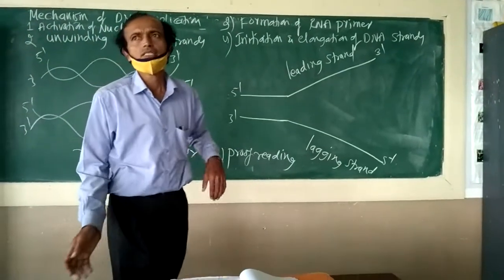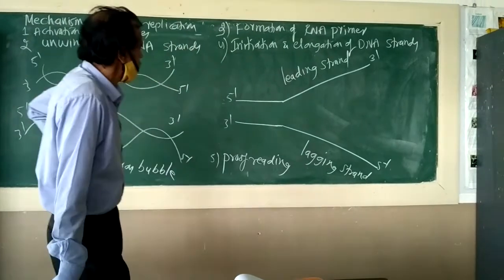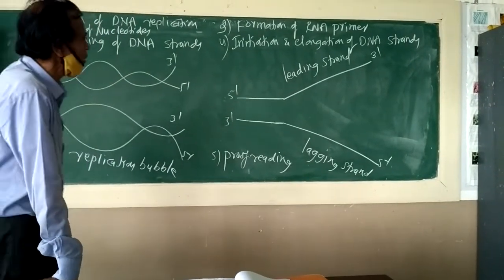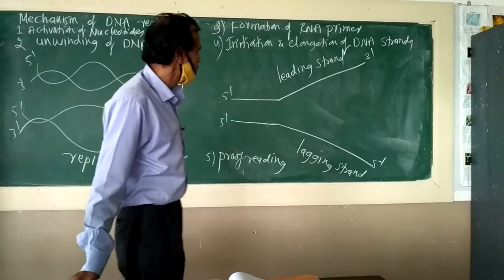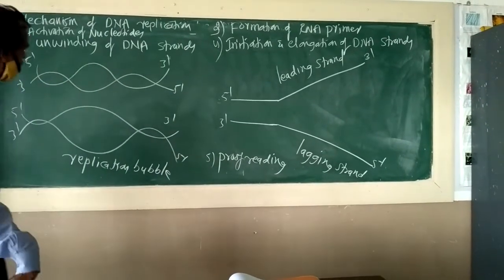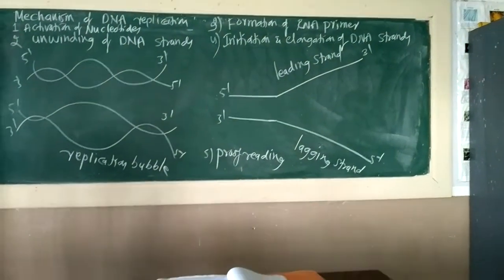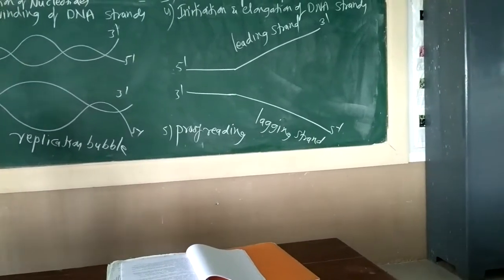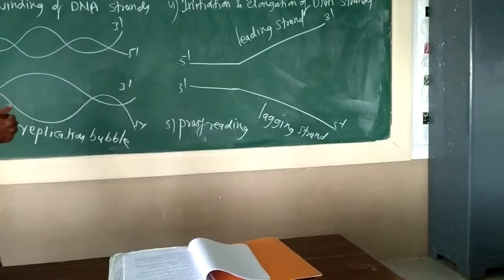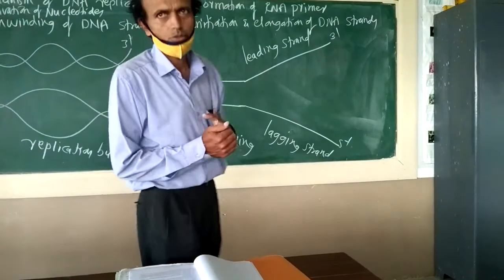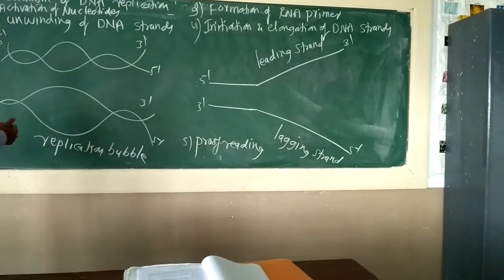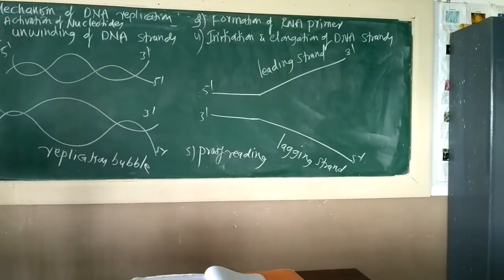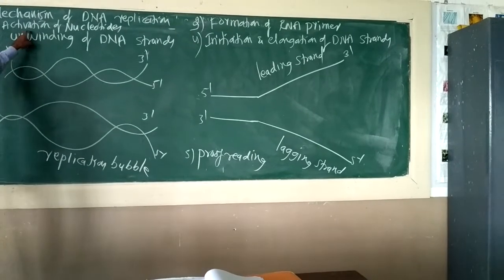Similarly, deoxythymidine monophosphate becomes deoxythymidine triphosphate. Like this, the monophosphates of DNA become converted into triphosphates by the enzyme phosphorylase using ATP and magnesium ions. So that's how all the nucleotides of DNA get activated. That is the first step, activation of nucleotides.